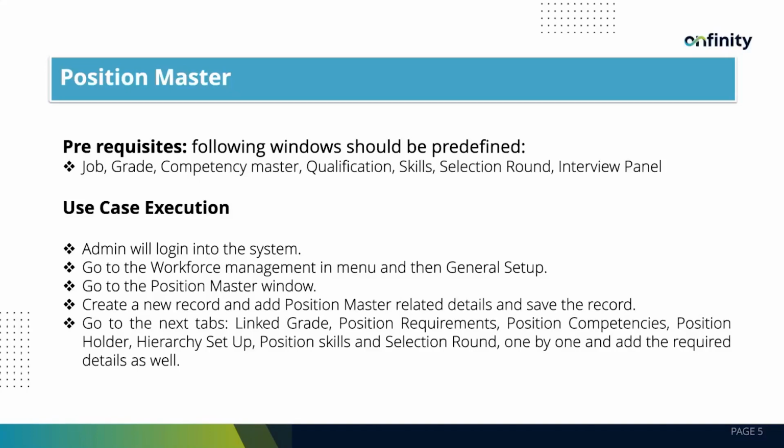To navigate to Position Master, from the main menu, you will go to Workforce Management, select General Setup, and then click on Position Master. To create a new Position Master record, click on the New Record button. You will fill in the required Position Master details, and once all the details are completed, click Save.